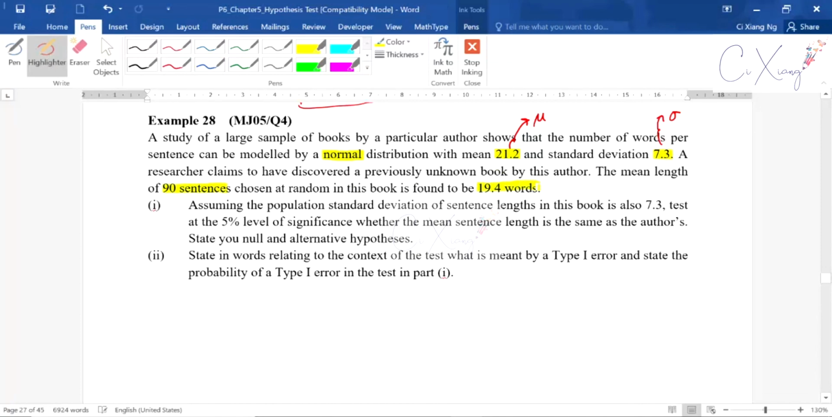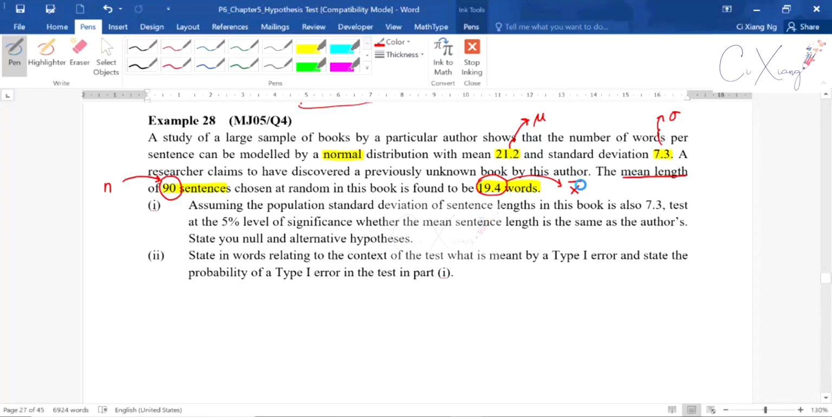So now 19.4 words is for the 90 sentences. It is not from a book. So from here you should know that this is your n, a smaller sample, and then this is the mean for the group of 90 sentences. How do you know it is the mean? Here they say mean length, so the mean length means that this is the sample mean, which is x bar.